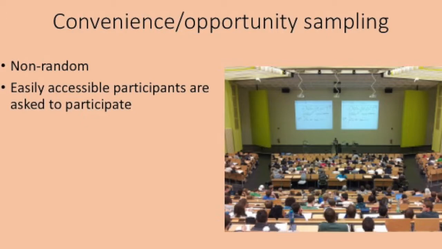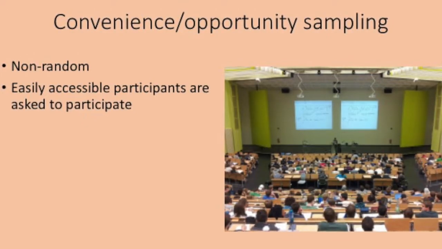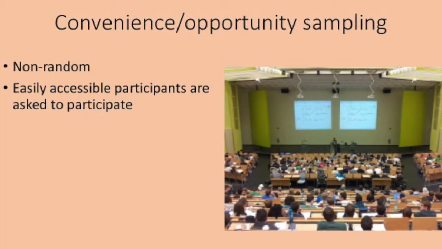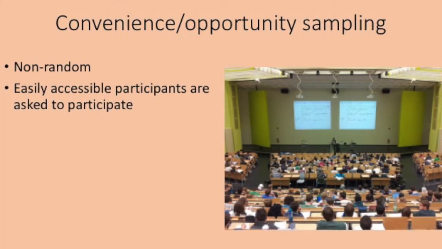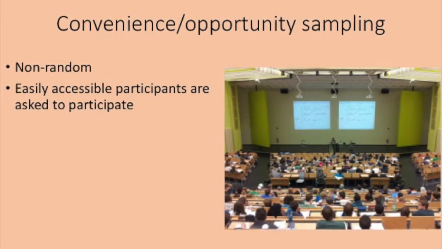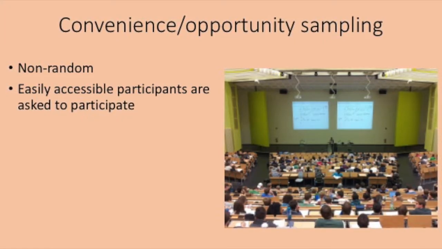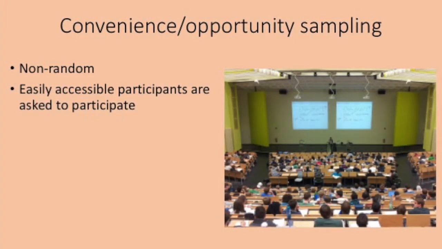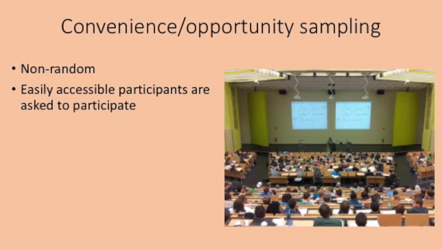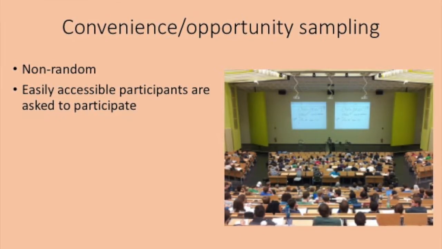Convenience or opportunity sampling is a very common sampling method. Unlike random sampling, it's non-random in that not all individuals of a target population have the same chance of being chosen. During convenience or opportunity sampling, participants that are easily accessible are asked to participate. It could be students at the university that the researcher is working at, or people in public spaces.